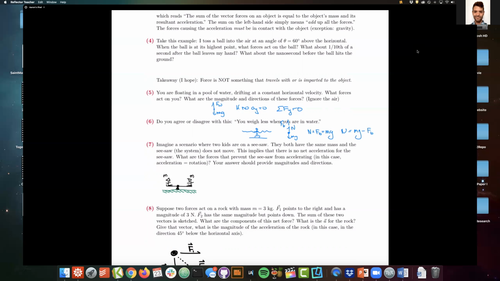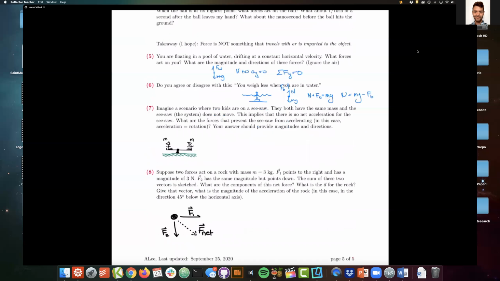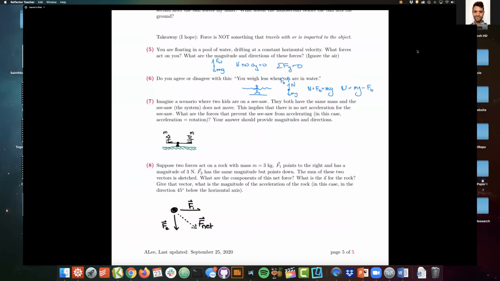Imagine a scenario where 2 kids are on a seesaw. They both have the same mass. The seesaw does not move. This implies there's no net acceleration. What are the forces that prevent the seesaw from accelerating? In this case, acceleration equals rotation, so we can now think of this in terms of torques. For equilibrium, the torques about the axis of rotation, which is the center, must be in balance with one another.